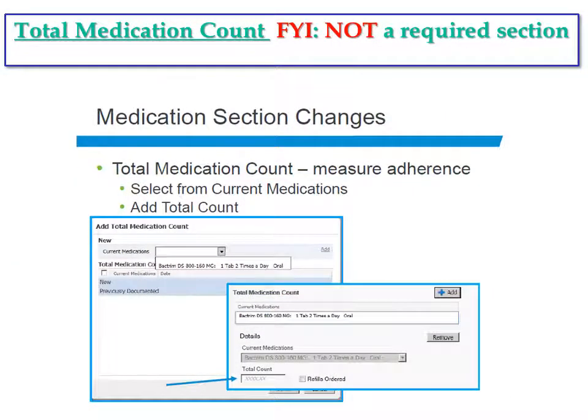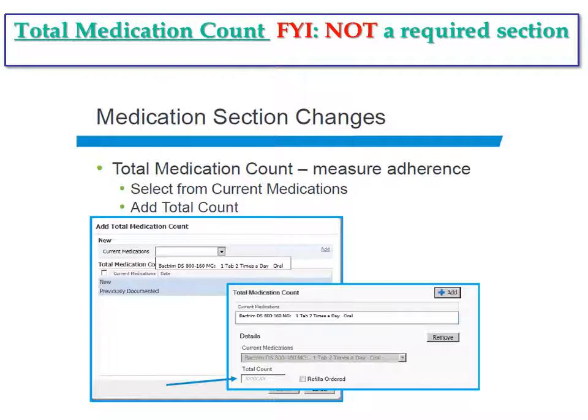This is just an FYI. There's a new section. It's called Total Medication Count. And a couple of clinicians I've noticed are filling this information out, and some people have contacted me asking how are we supposed to do this, and this is not a required section. This is for agencies that do medication counts. So whether it be narcotics or whether you're counting the antibiotics to make sure that the patient is actually taking them as prescribed. This is not a required section. You do not have to fill anything out here.